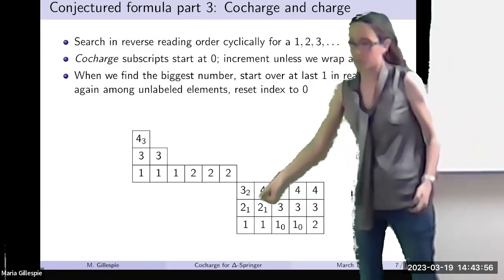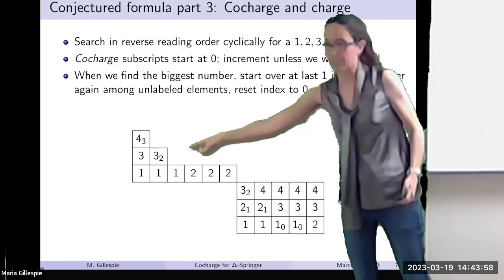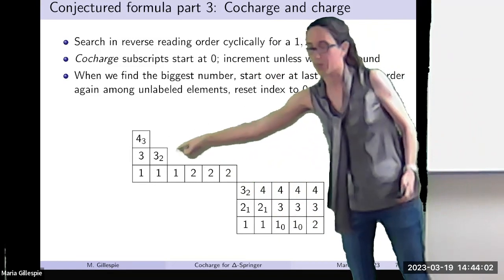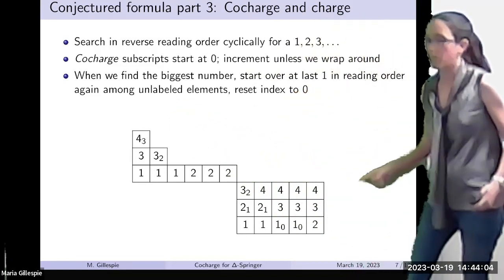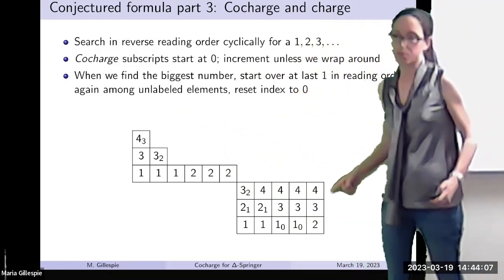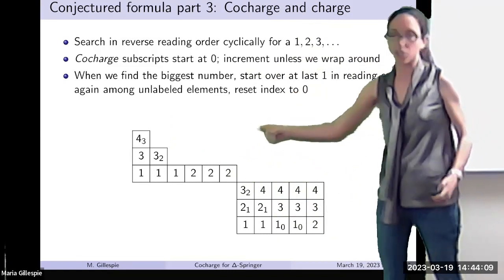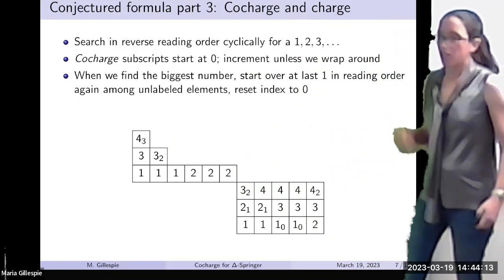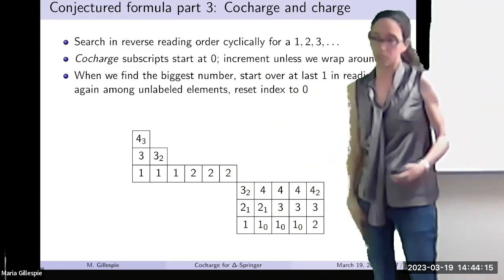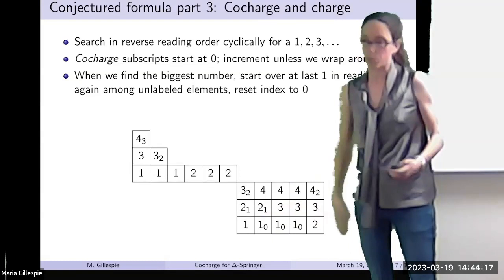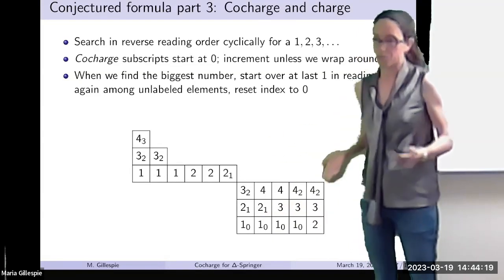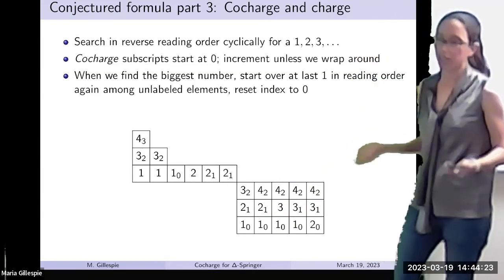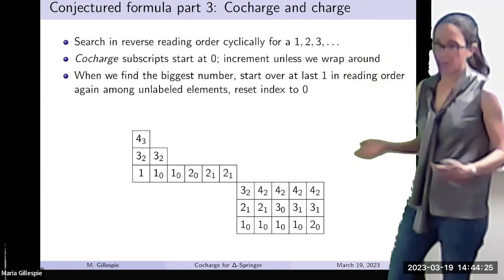And then you go up to the 2 and the 3. Now, in this case, we do wrap around. This 4 is already used, so when we get to this 3, we wrap around the tableau to find this 4. And since the last cocharge subscript was 2, we do not increment it, and the next label is 2. You keep doing this. You start over to find a 1 again, label it with a 0, keep going. I'm just going to sort of advance through. You see how we keep labeling until the entire thing is labeled.